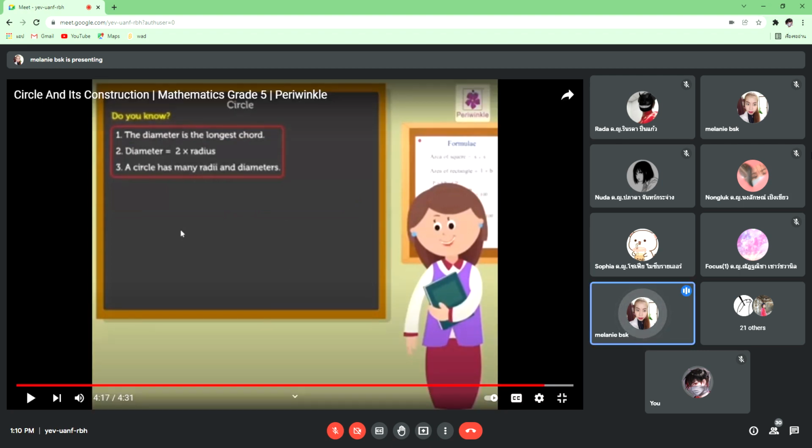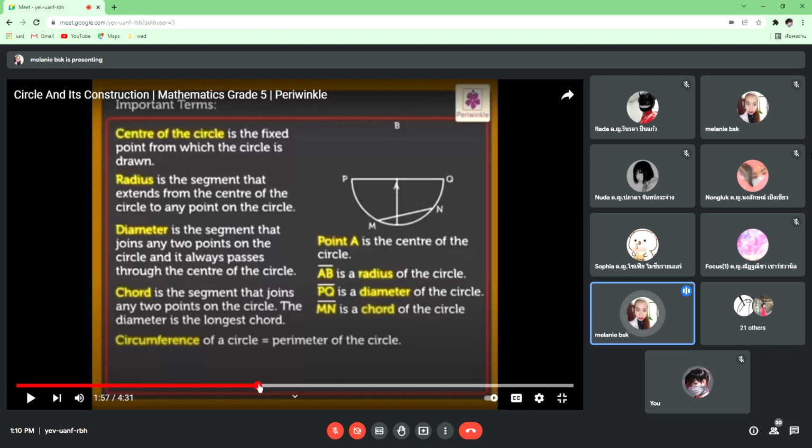Okay, so children, this is all about the circle. This is very easy. We only have the center of the circle, the radius, the diameter, the chord. Okay, we only have that one. Just a moment. Could you please open your book on page 177?